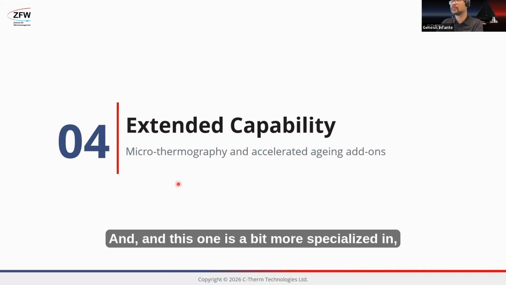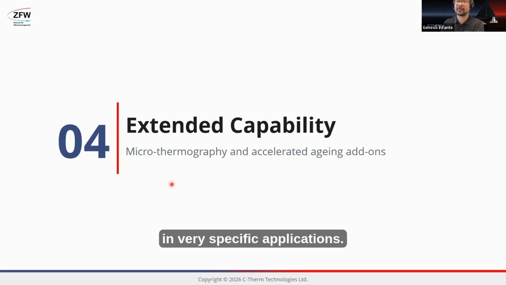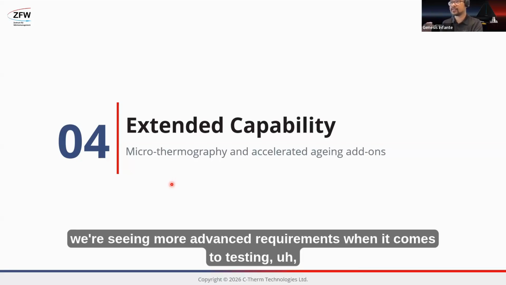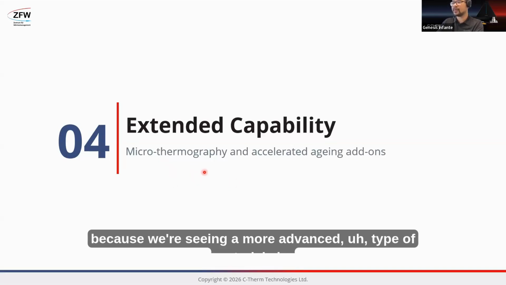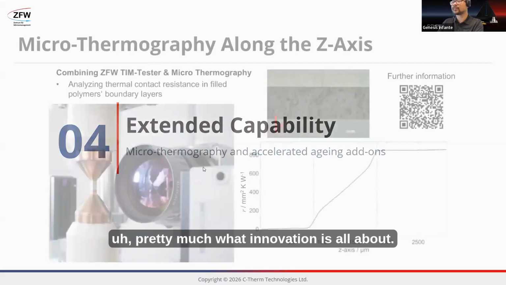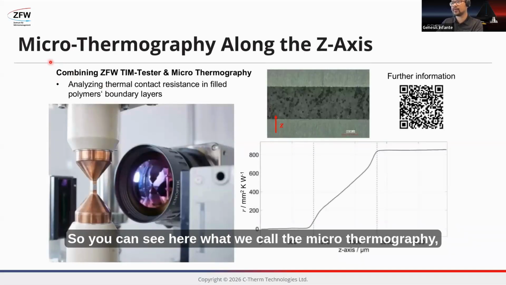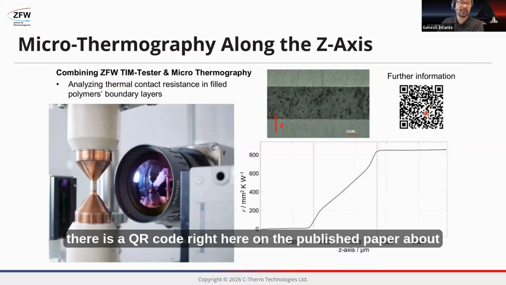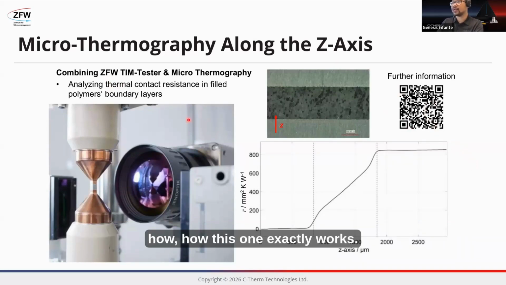And this one is a bit more specialized in very specific applications. Again, getting ahead of the curve, we're seeing more advanced requirements when it comes to testing, because we're seeing a more advanced type of materials, which is pretty much what innovation is all about. So you can see here what we call the micro-thermography, very much developed by ZFW. If you'd like to know more about it, there is a QR code right here on the published paper about how this one exactly works.